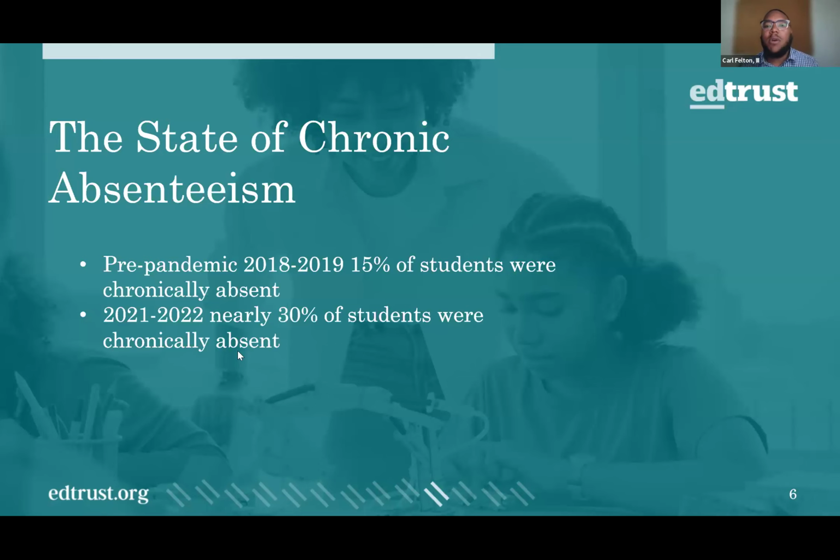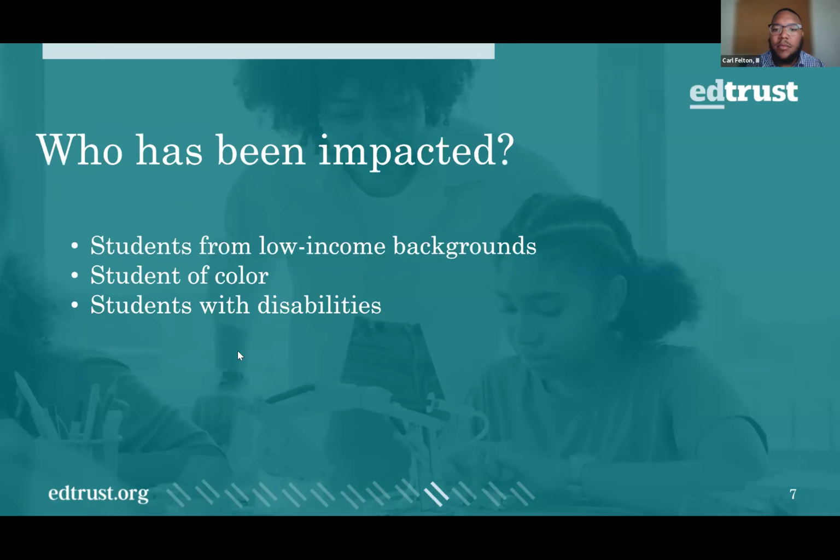But let's talk about who has been most impacted by chronic absenteeism. Well, we know that students from low-income backgrounds, students of color, and students with disabilities are in many categories of students who have been impacted the most by chronic absenteeism, right? We know that students from low-income backgrounds are 2 to 3 times more likely to be chronically absent. We also know that students of color, as well as those with disabilities, were disproportionately impacted by chronic absenteeism because of the various things that are happening in their families, school communities, right?